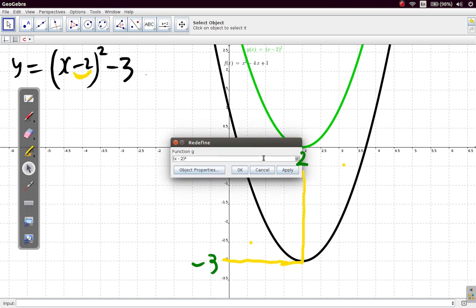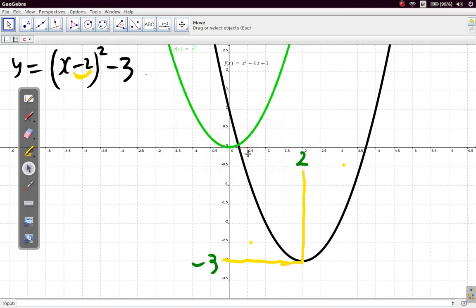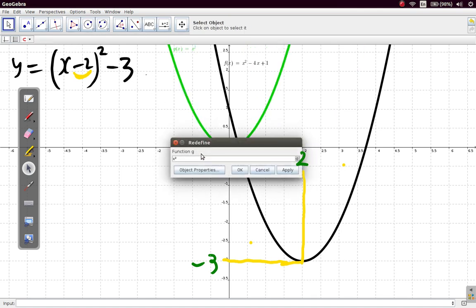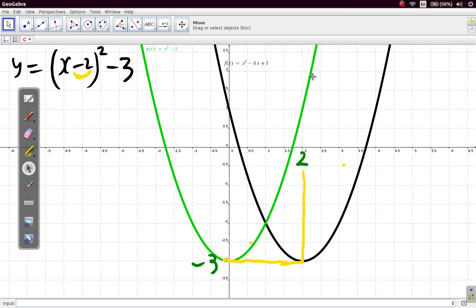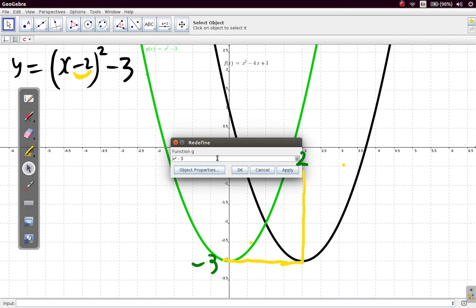When I put minus 2 all squared, let's put it back. Yeah, let's put it back. X squared. Good. Now, suppose I say this is x squared minus 3. What would happen? The graph is shifted 3 units down. Alright? You see that? So let's put the graph back up there. Good.